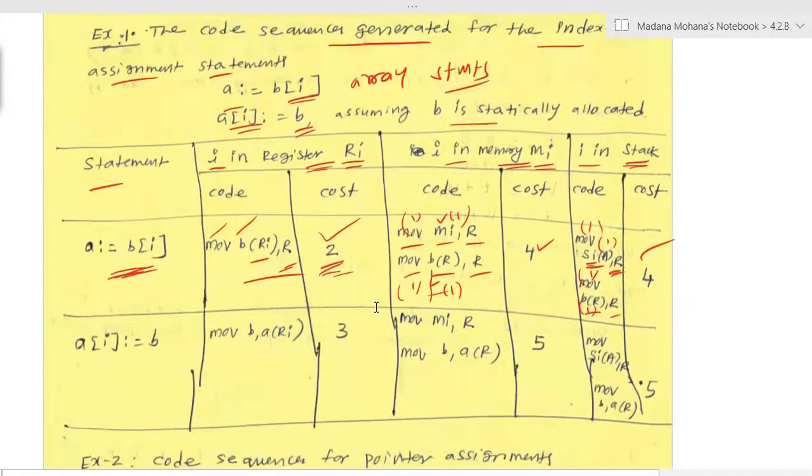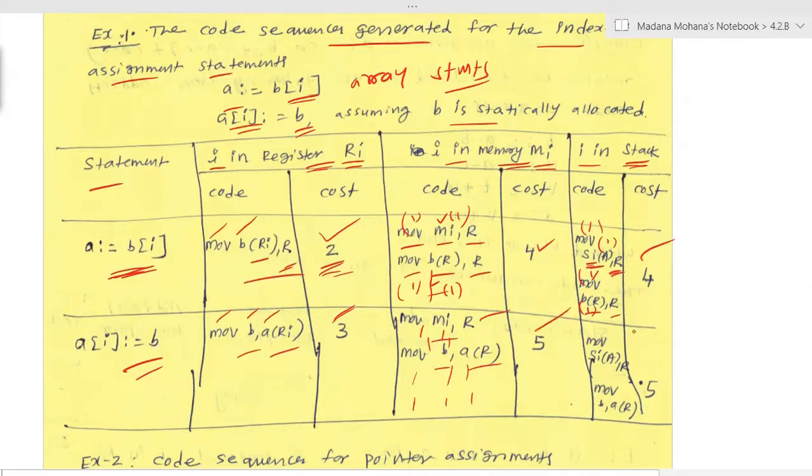Now the second statement, a[i] = b, the reverse. Here MOV b, a(Ri). Here the cost is b for 1, a for 1, then move for 1. Total cost is 3. Then if you use memory, MOV Mi, R, MOV b, a(R). For the cost, a and b 1, then move 1. Now 1 plus 1 plus 1 is 3.